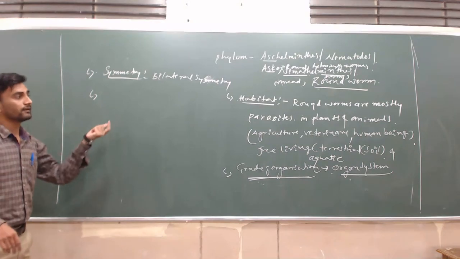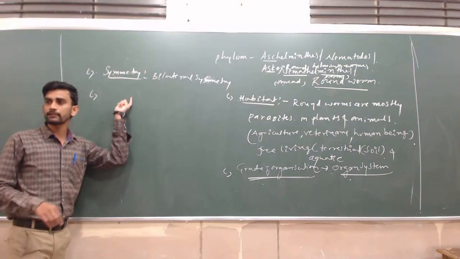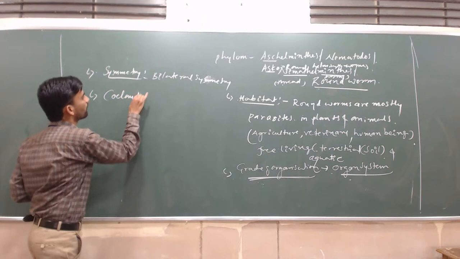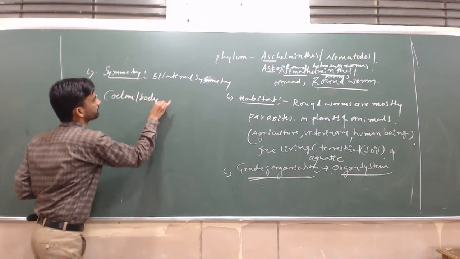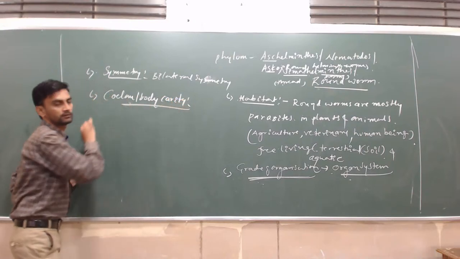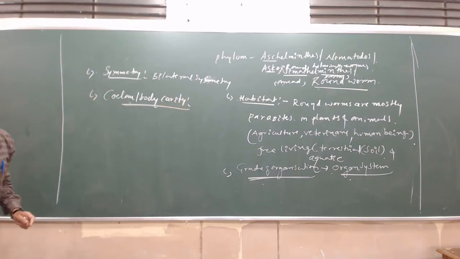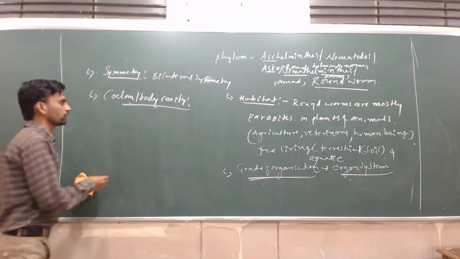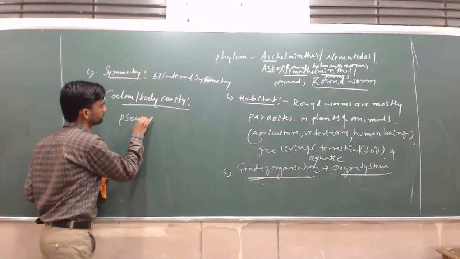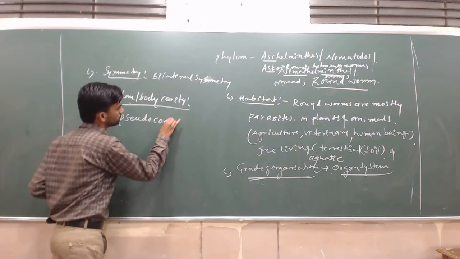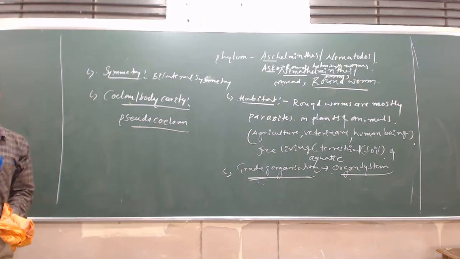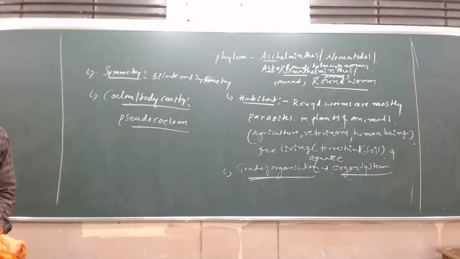Another basis of classification, what is that? Coelomic condition. You should remember coelom, or body cavity. You will find a special type of coelom here, which we call pseudocoelom. This is very important. Pseudo in the sense of false coelom you will find.